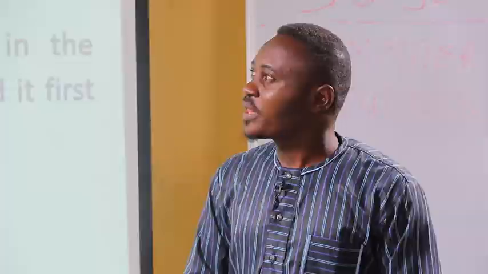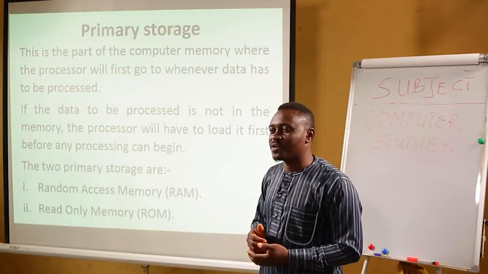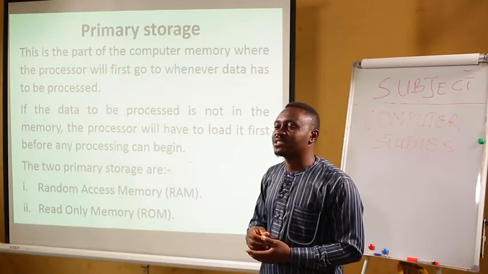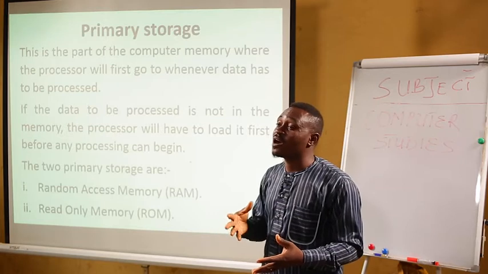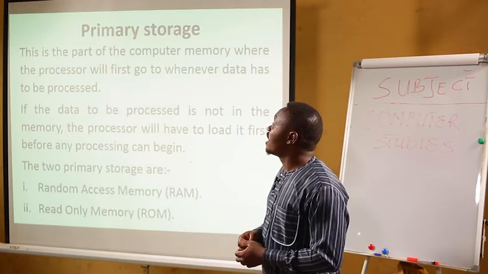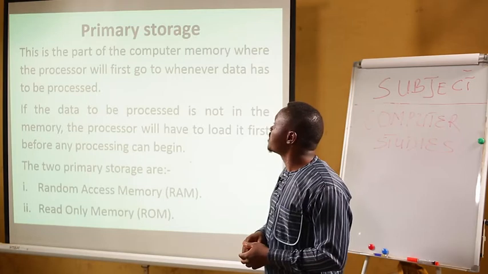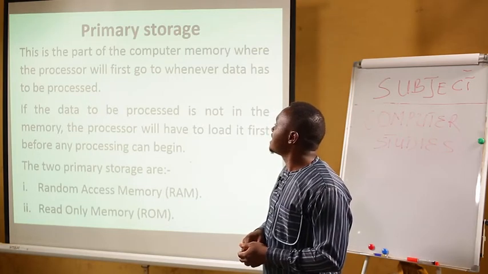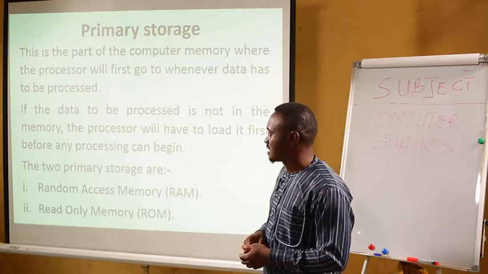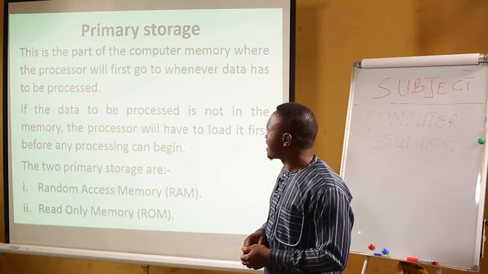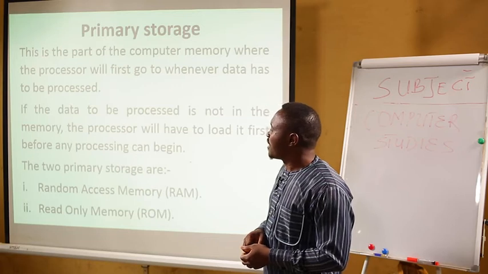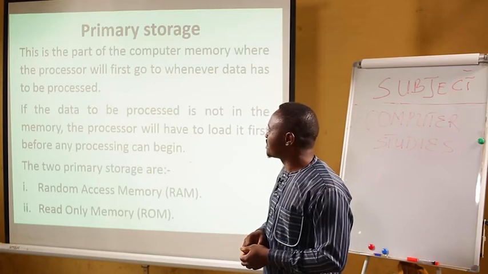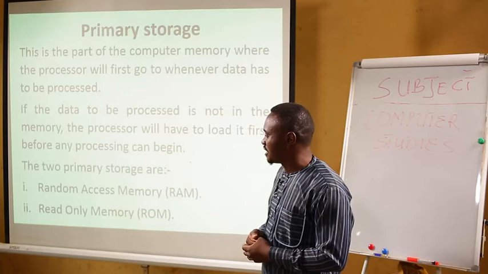So we'll be considering the primary storage first, and we're going to see what the primary storage constitutes and how it functions. This is the part of the computer memory where the processor would first go whenever data has to be processed. If the data to be processed is not in the memory, the processor would have to load it first before any process can begin.